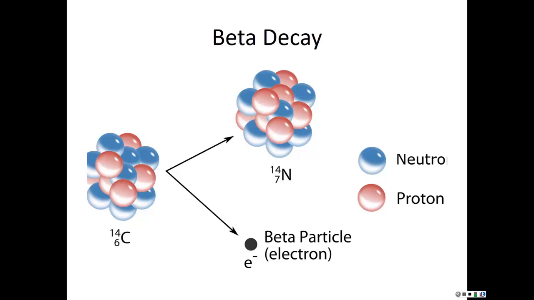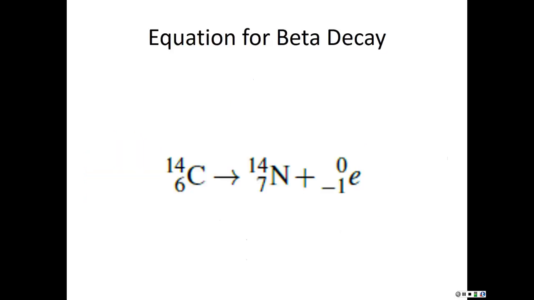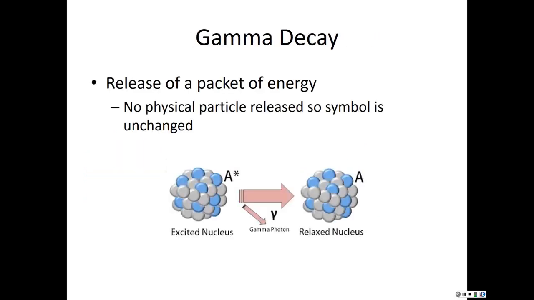The final one is gamma. Now gamma is a bit different in the fact that gamma is simply energy. This may be X-rays, this may be microwaves, this may be light. Any of these types of things is just energy. So you start out with something and you end up with the same thing, but lower in energy. So there's no actual physical particle leaving. Just think of it as light leaving or energy leaving.